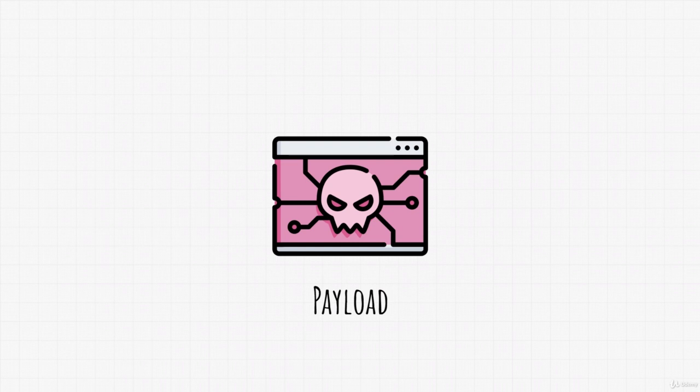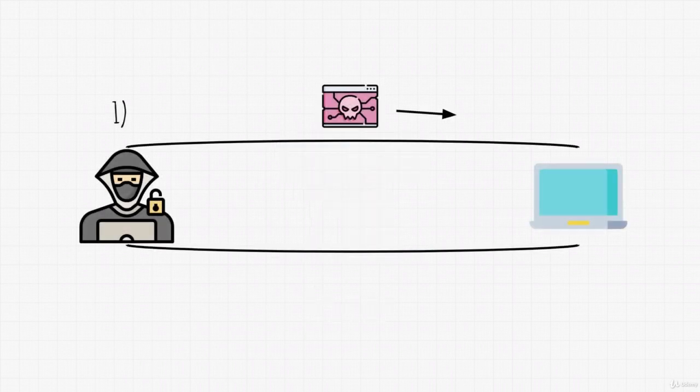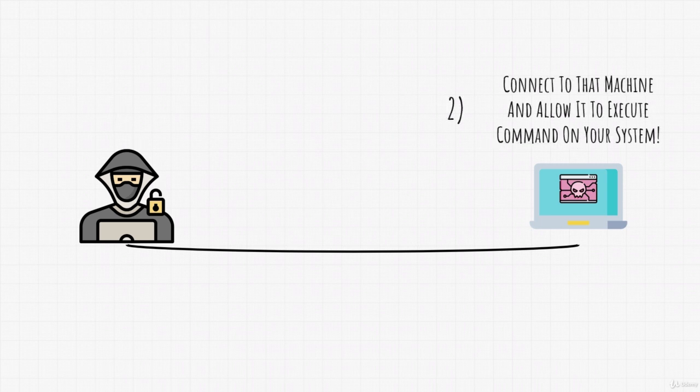And in 99.9% of cases, this will be a program that allows us to execute commands on the target system, also known as a shell. The first step would be us exploiting the target and sending the shell or payload with it. That payload will then be on the target's machine and it will execute. Once it executes, what it essentially does is tell the target machine to connect to that other machine and allow it to execute commands on your system. And that other machine would be our Kali Linux.